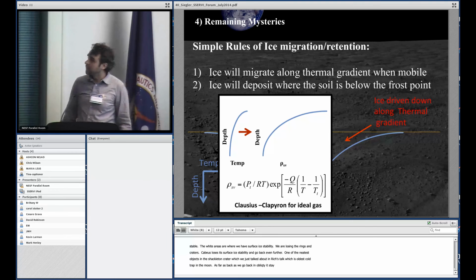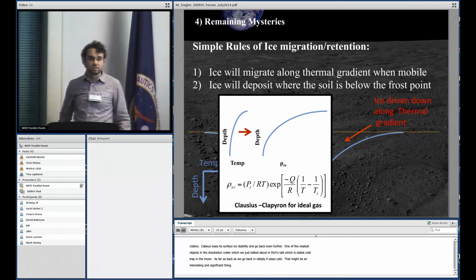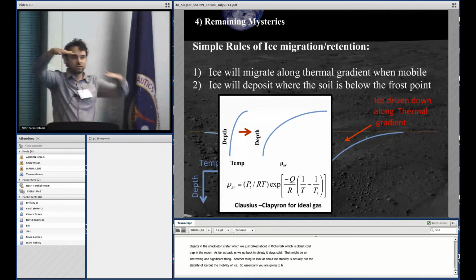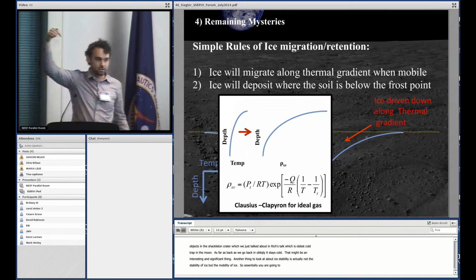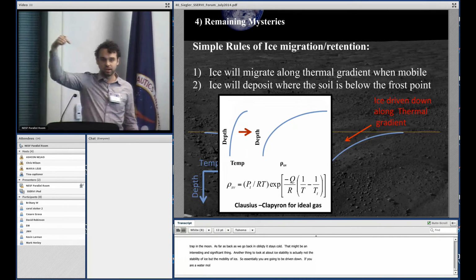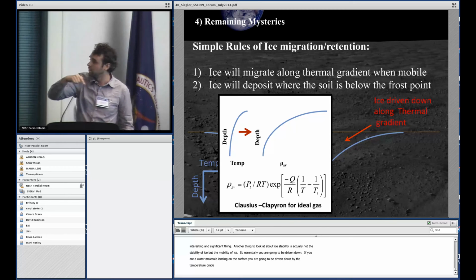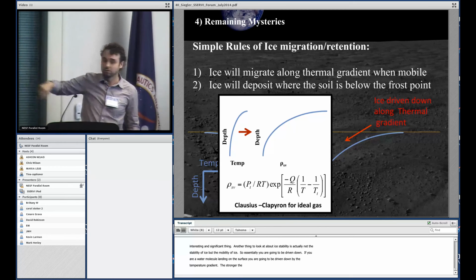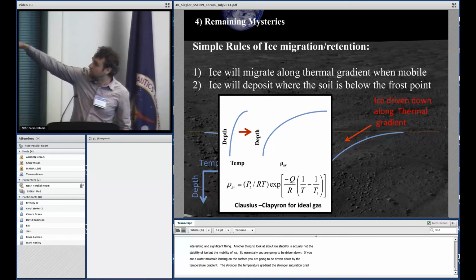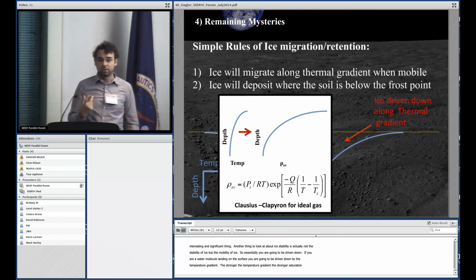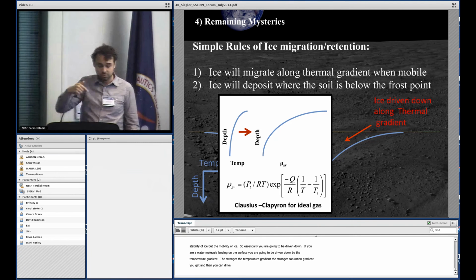Another thing to look at about ice stability is actually not the stability of ice, but the mobility of ice. So essentially, if you're a water molecule landing on the surface, you're going to be driven down by the temperature gradient. And the stronger that temperature gradient is, the stronger vapor gradient you get, or saturation vapor gradient you get, as long as you're saturated, which doesn't take many molecules at this temperature. Okay, and then you can drive ice downward. And essentially, this will become stronger the larger this gradient is.